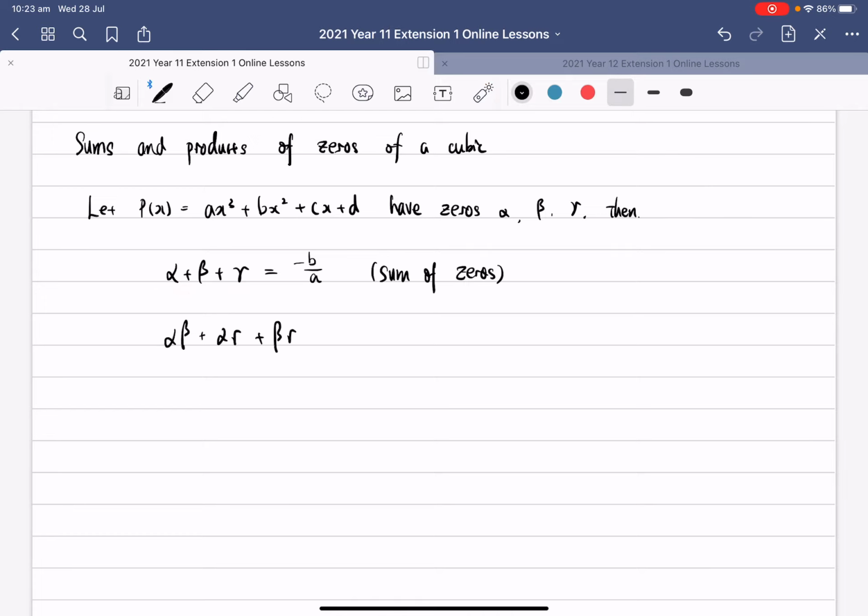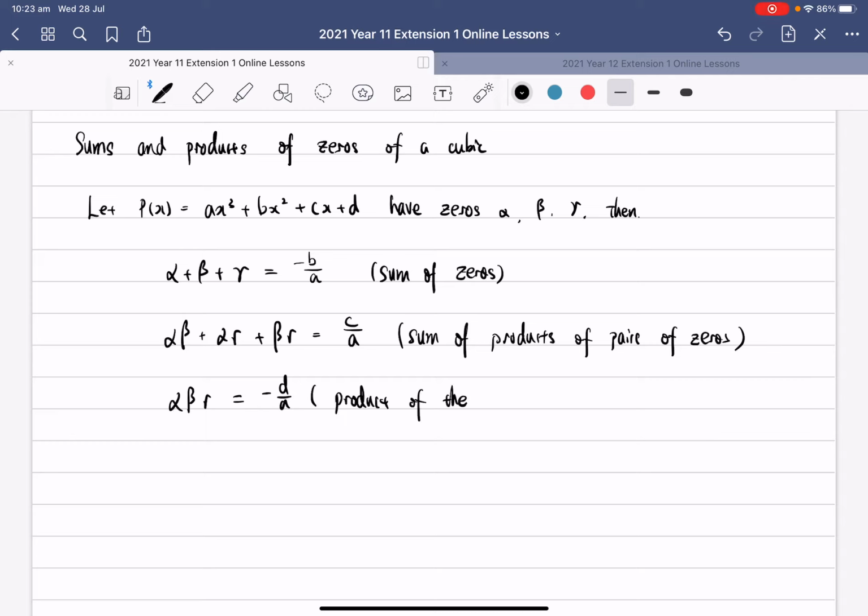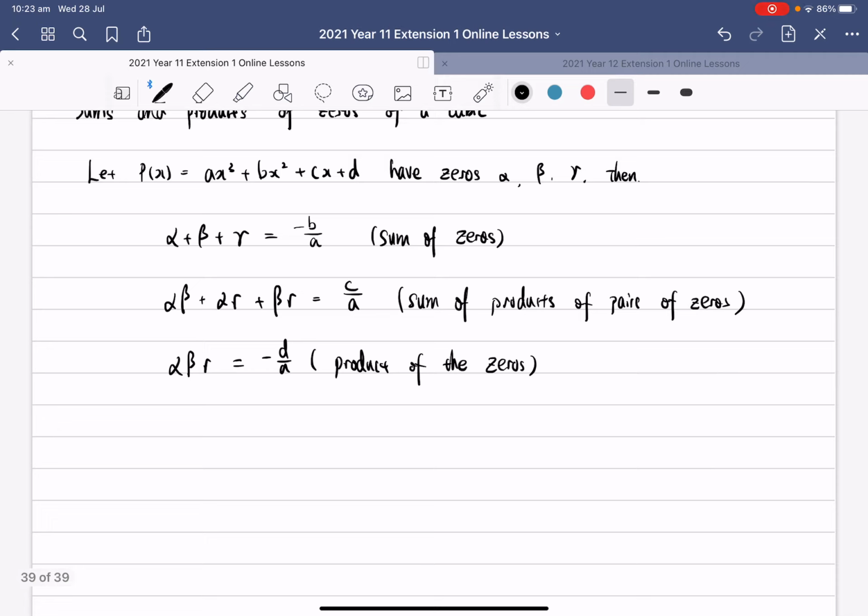All right, and the last one is obviously the product. So it's alpha times beta times gamma, and that's equal to minus d on a. And that becomes the product of the zeros. All right, so those are the formulas. Again, you need to memorize those formulas. It's not on the formula sheet.